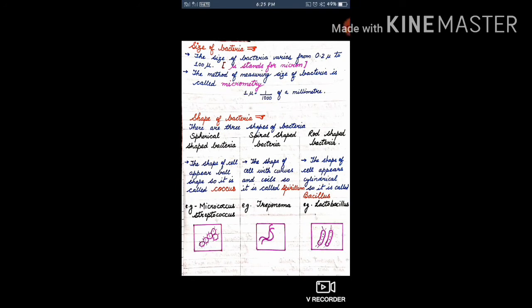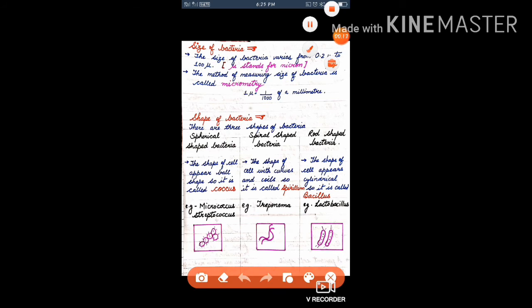Now the next type is rod-shaped bacteria. The shape of the bacteria or cell appears cylindrical. The shape of the cell appears cylindrical, so it is called bacillus. Bacilli is the plural form. Bacilli are rod-shaped bacteria having one or more flagella. For example, lactobacillus. As the picture shows, the shape of the bacteria is cylindrical.